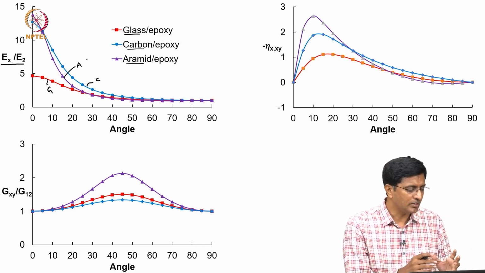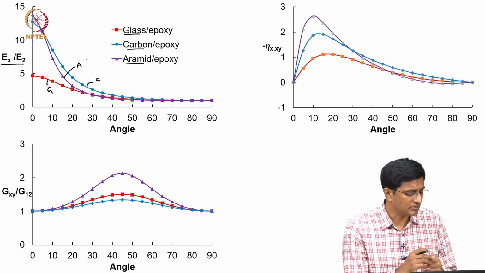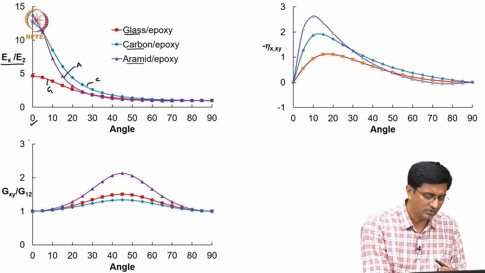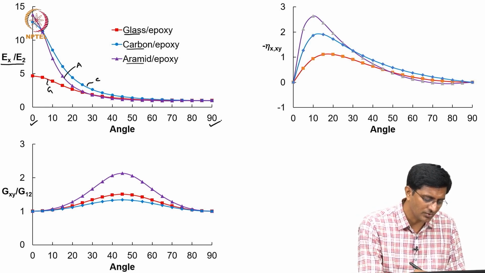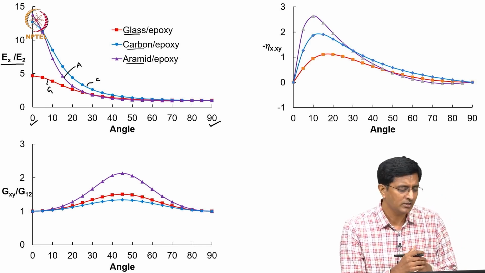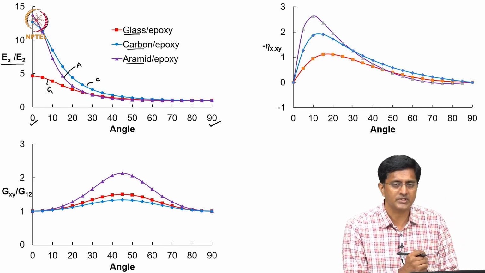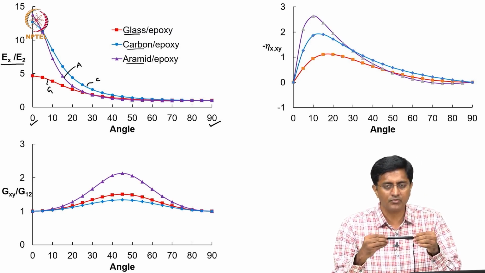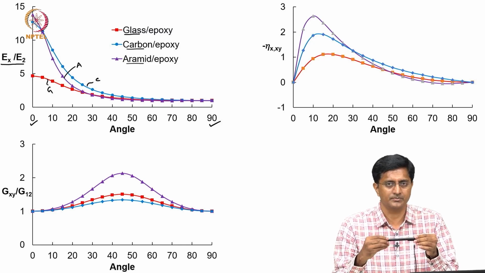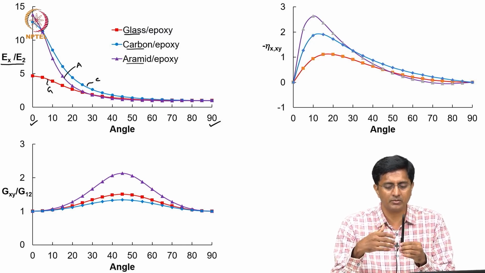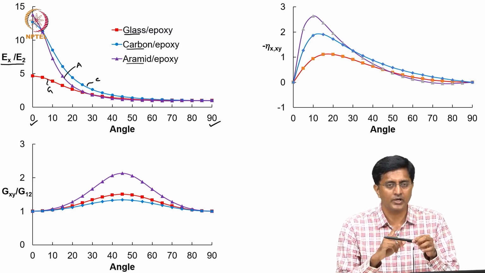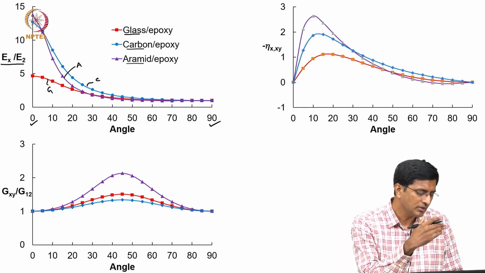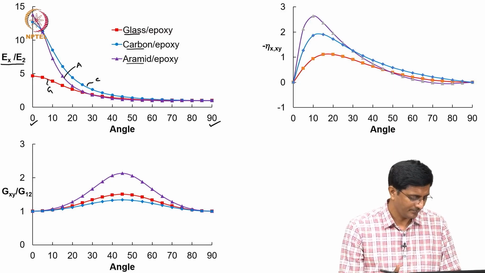The point we are trying to make is that in all of these composites the maximum stiffness occurs at 0 degrees orientation and the minimum occurs at 90 degrees orientation. This is quite evident, which we have already seen in the previous slides: of course you will get the maximum stiffness if you align the fibers along the loading direction, and the least when the fibers are perpendicular to the loading direction. But depending on the composite we choose, the values vary.